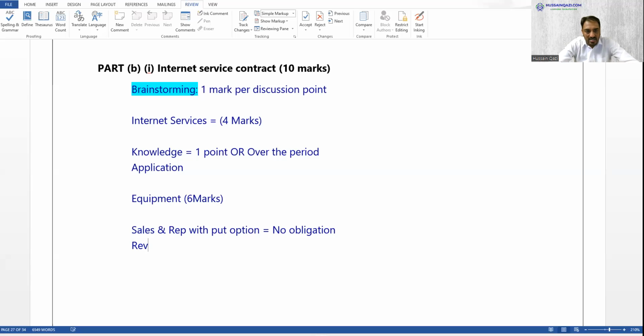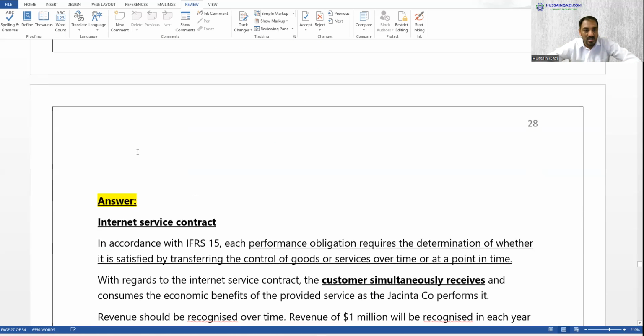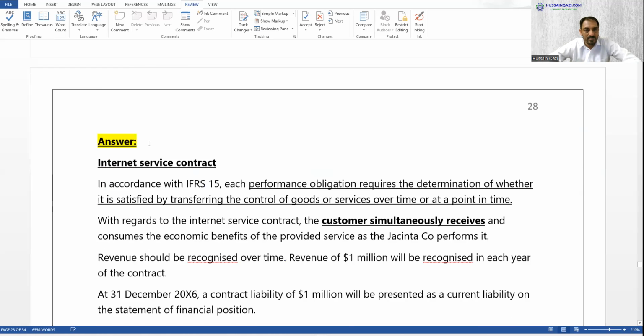And then you have to mention how to recognize the revenue. That's all. That's the brainstorming you have to make before answering the question. Now come on, very quickly.